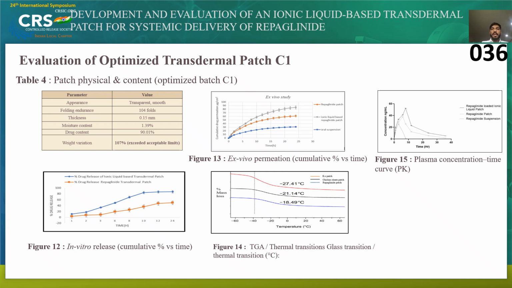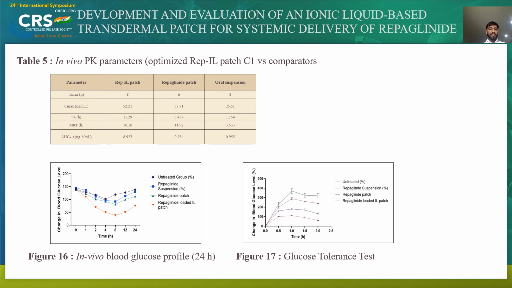They show different percent releases. Then figure 14, thermal transition analysis of the repaglinide batch, choline oleate and repaglinide ionic liquid, which differ by degrees Celsius and show a lowered plasticizer effect. And figure 15, plasma concentration of the repaglinide ionic liquid patch versus repaglinide peak and short duration for the oral suspension. Table 5, in vivo PK parameters: the optimized repaglinide ionic liquid patch C1 versus comparators, with the oral parameters presented here.